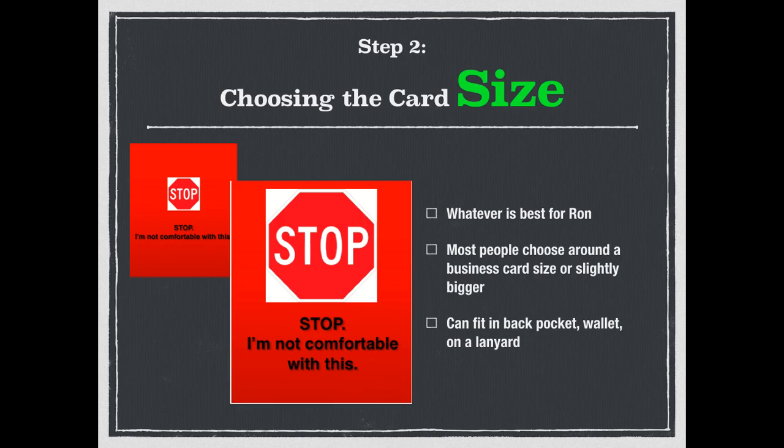The next step is to choose how big to make the cards. Community request cards can be any size that work best for the person using them. Most people choose for their cards to be around the size of a business card or slightly bigger, so that they can fit in a wallet, a back pocket, or can be hung on a lanyard.